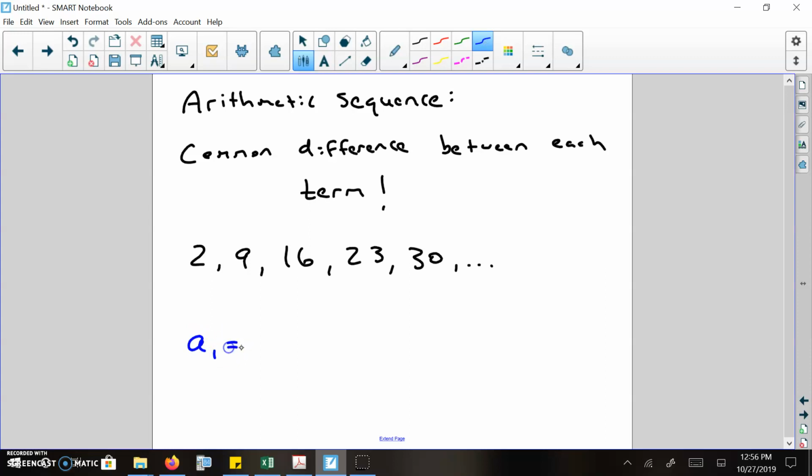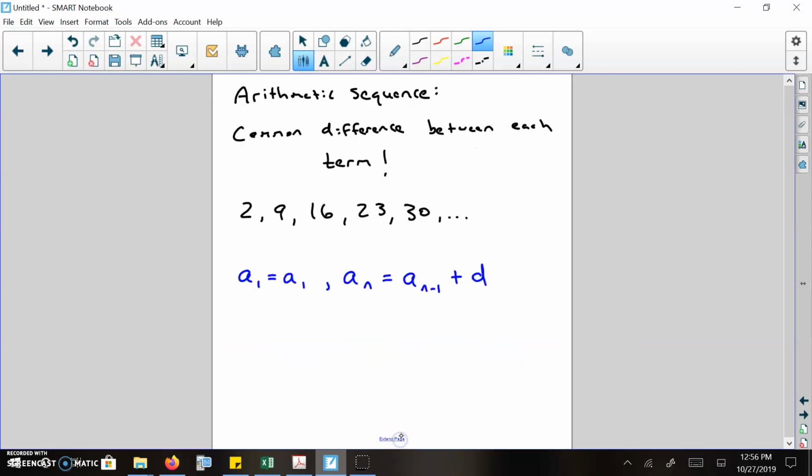We start out with our first term, we'll call that a sub 1. So I'm just going to say a sub 1 equals a sub 1. And then to get to any of our further terms, we go back to the previous term, which the way that that looks is a sub n minus 1. So all this means is go back to the previous term and then add the common difference, which we'll call d. Okay, so like if we're defining these, a sub 1 is the first term and d is the common difference.